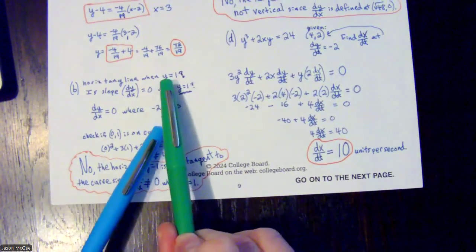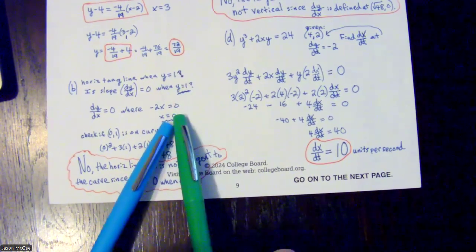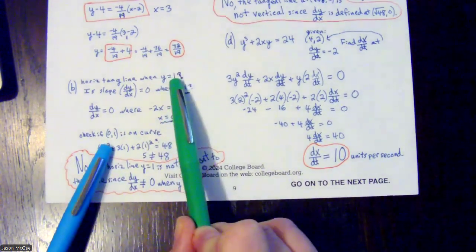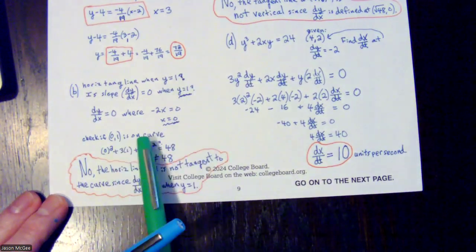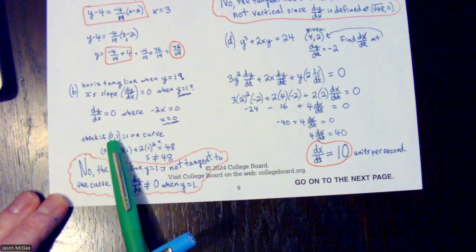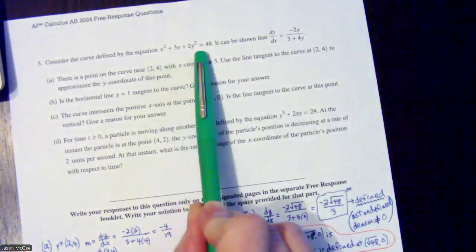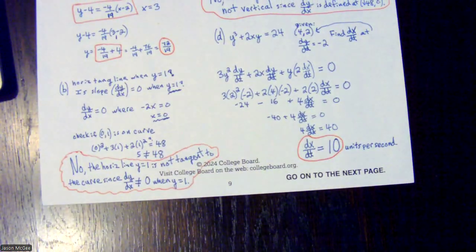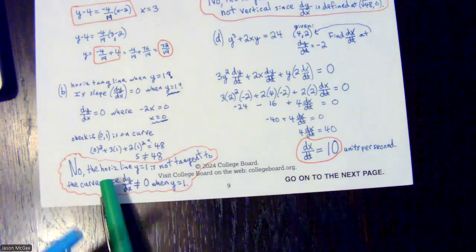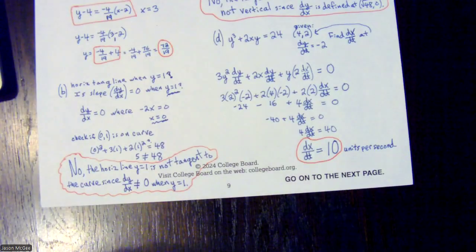And then they're saying, okay, is that the same spot at y equals 1? So if we know it has to be at x equals 0 and they're questioning y equals 1, we just need to check, is the point 0 comma 1 on that curve? If I take this point 0 comma 1 and plug in 0 for the x and 1 for the y into the original function, we get 5 is equal to 48, which is not true. So no, that horizontal line y equals 1 is not tangent to the curve there.